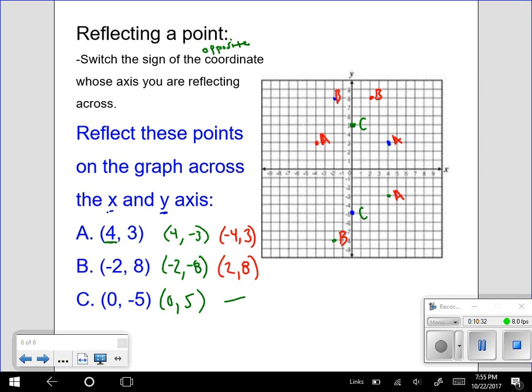So you'll have a couple problems like this on your homework. Hopefully you fix this definition in your notes. Switching the sign of the opposite coordinate whose axis you are reflecting across. All right, your homework is actually in your journal, pages 19 and 20. So get your notes checked and then you can get started on your homework. It should be pretty simple.